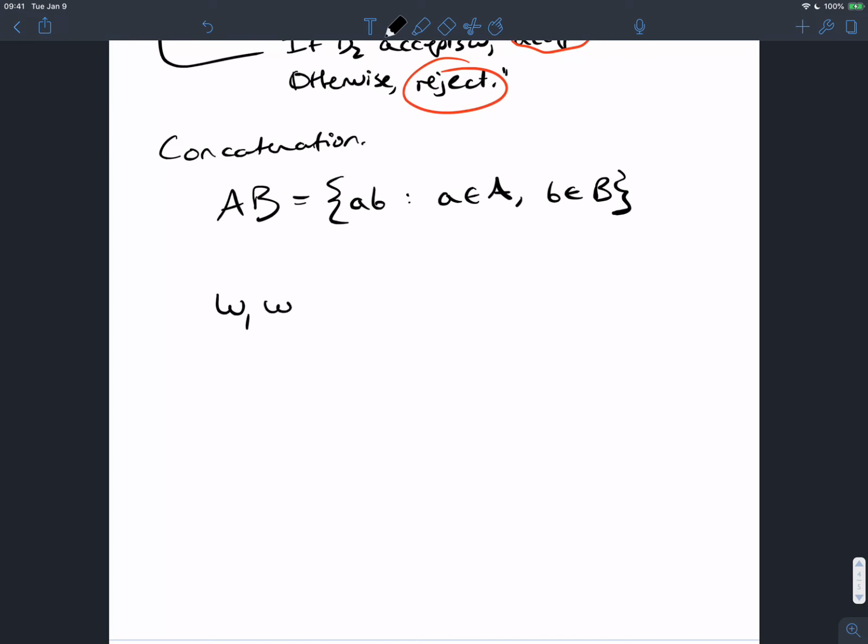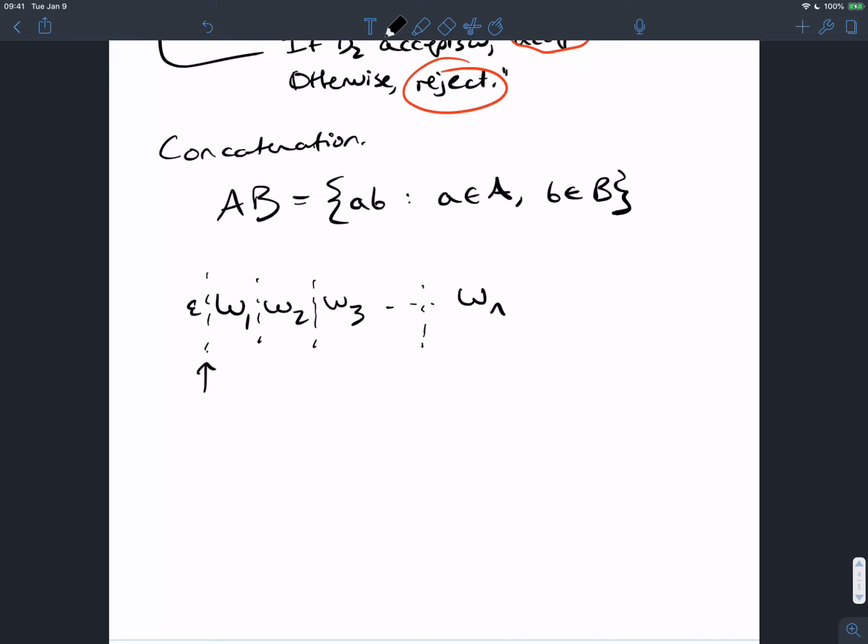Let's look at a possible input. Let's say that's the input. Well, let's see. The split could be here, right? It could be there. It could be here. It could be even over here on the left side. If I have it at this left point, what is the string on the left? The empty string, right? So that'd be the empty string over there.